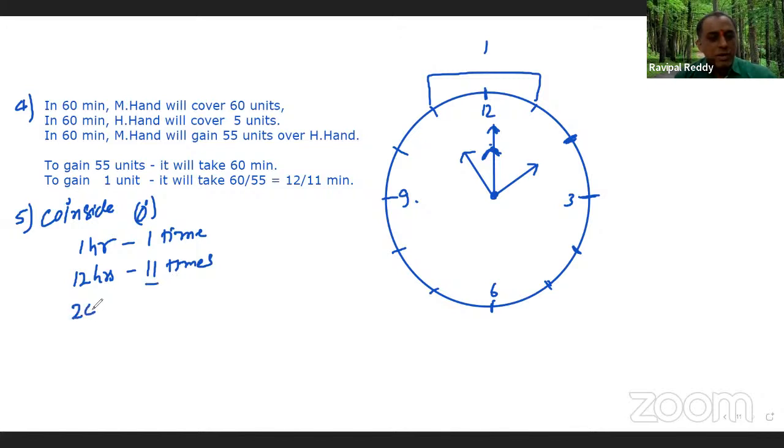Then a day is nothing but 24 hours. How many times will these two hands coincide? 22 times. So this question is repeated so many times. Coincide: each hour only one time the minute and hour hands will coincide. Then the next one, the sixth point.